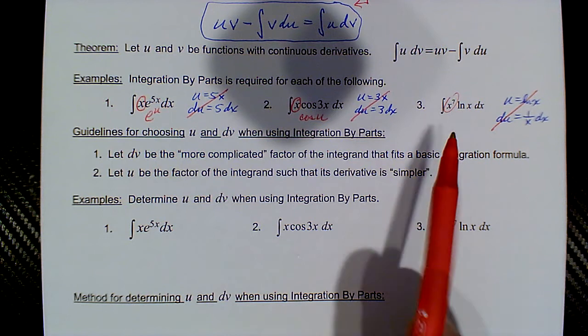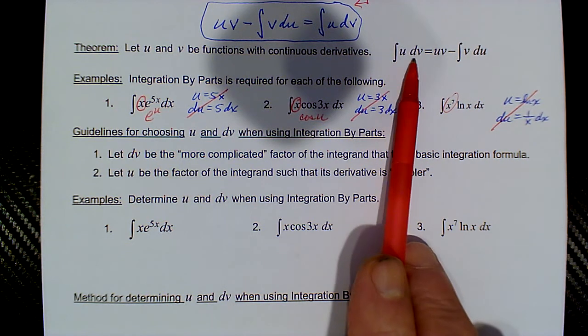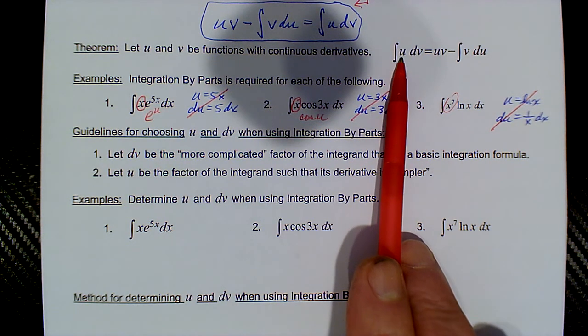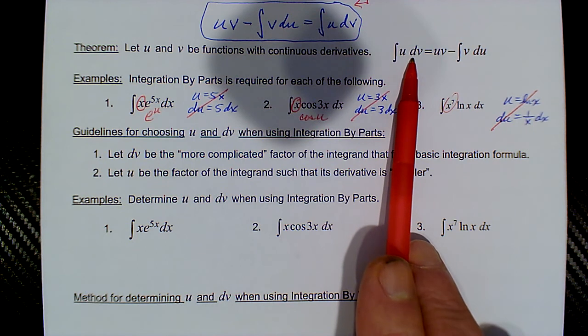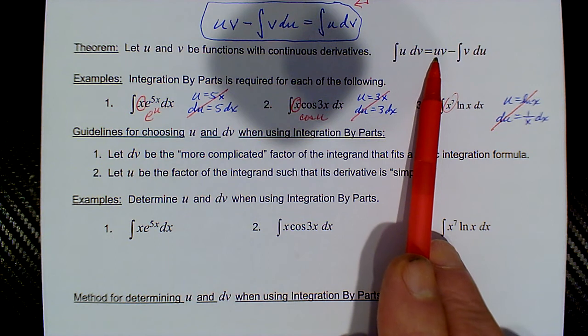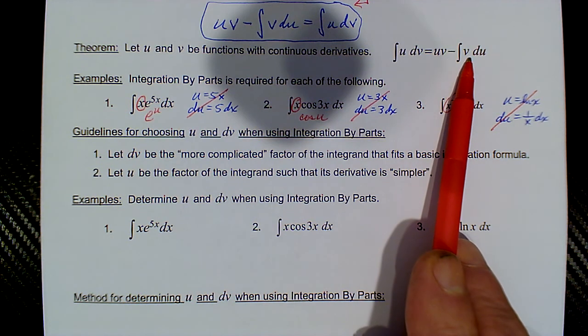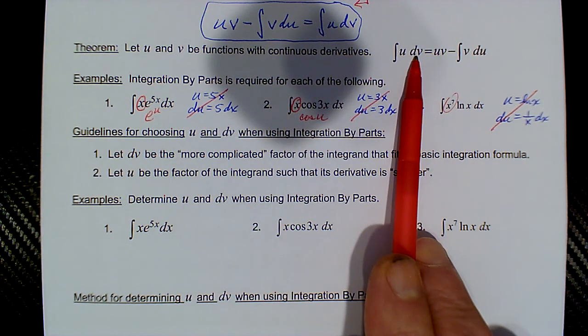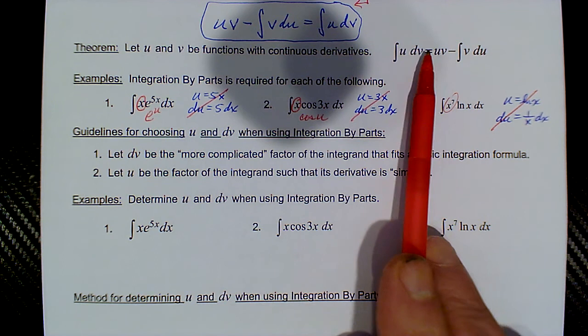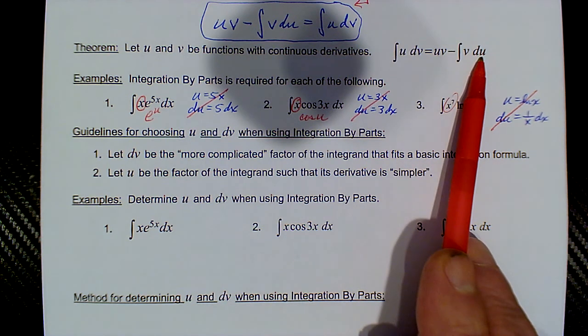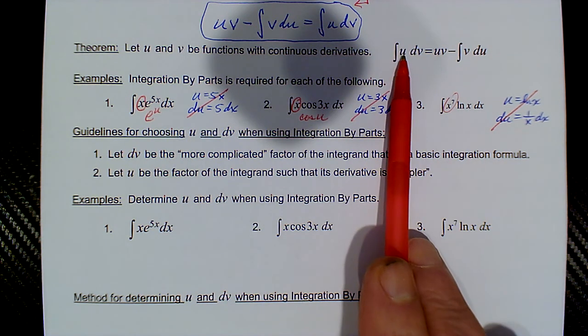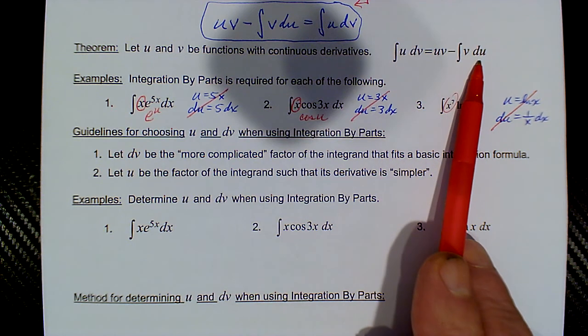So in order to use the integration by parts formula here, we have to be able to choose our u and our dv appropriately. And then, if you look at the right side of the formula, it contains v, which is the antiderivative of dv. So whatever we choose for dv, we're going to have to integrate to get v. And the formula also contains du, which is the derivative of u. So whatever we choose for u, we're going to have to calculate the differential du.